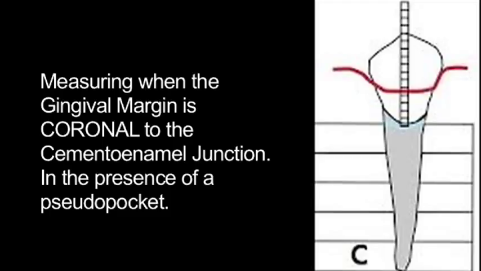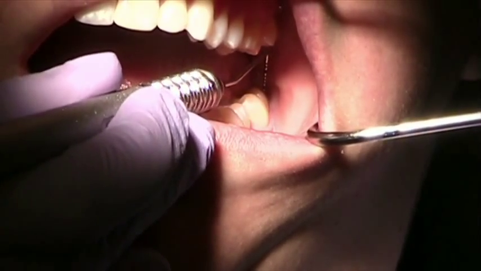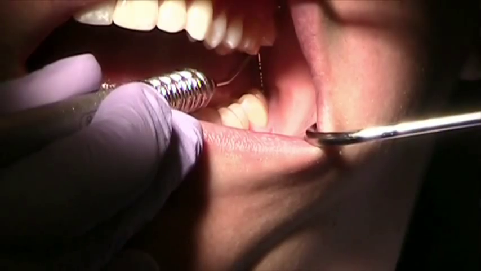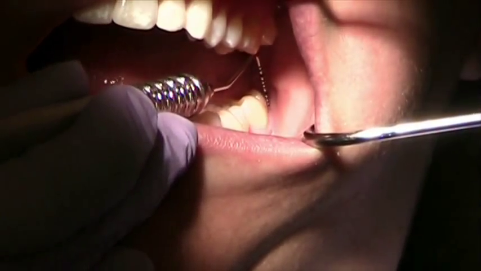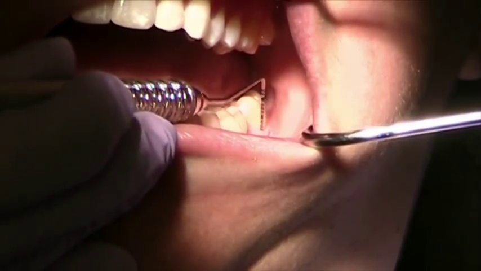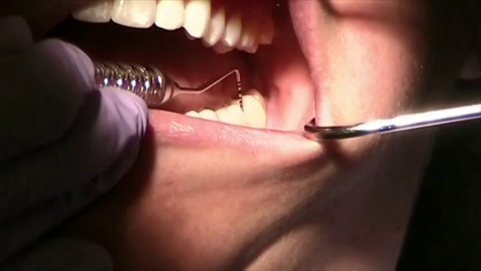Lastly, we will calculate the clinical attachment level when the gingival margin is coronal to the cemento-enamel junction. This occurs when a pseudopocket is present. Just as before, the clinician begins by recording the probing depth. She measures from the base of the sulcus or pocket to the gingival margin. The probing depth on this tooth is 2-1-4. The clinician then measures from the cemento-enamel junction to the gingival margin.